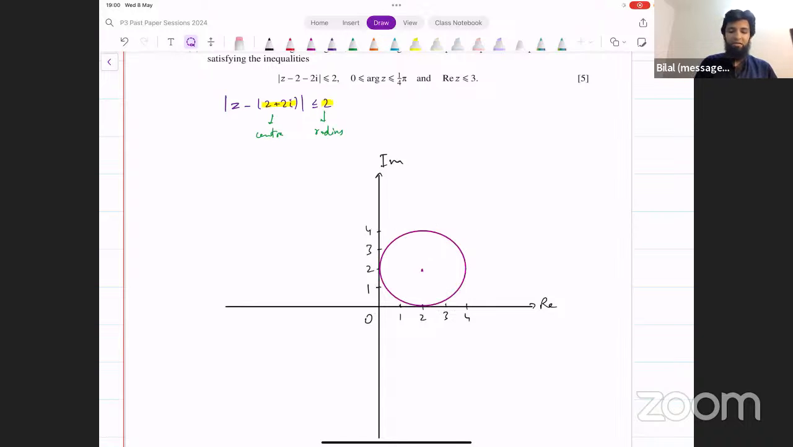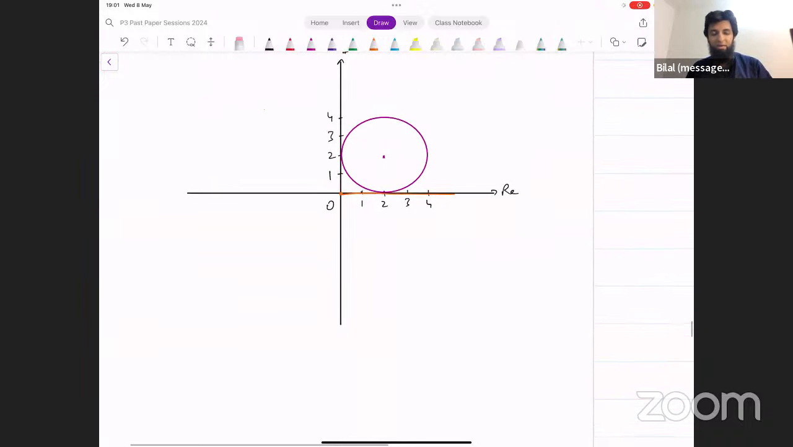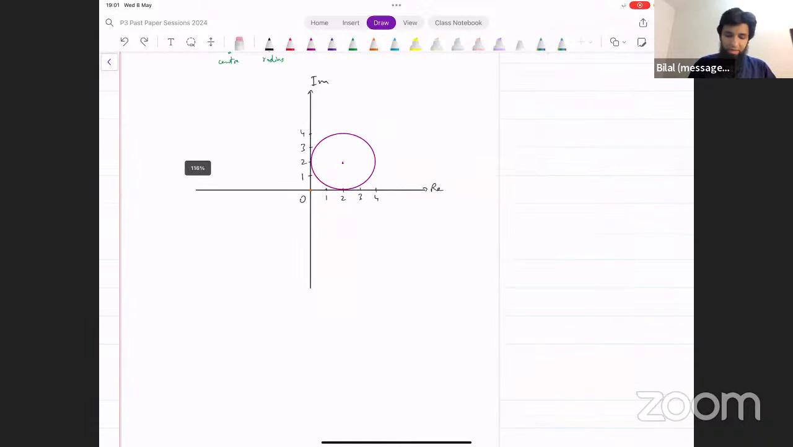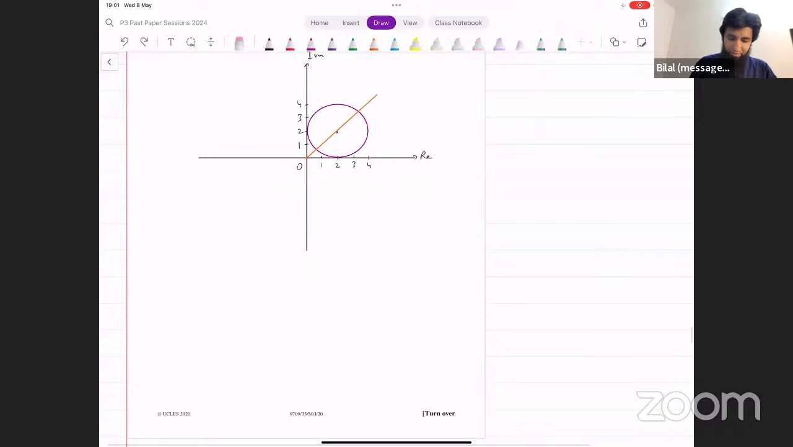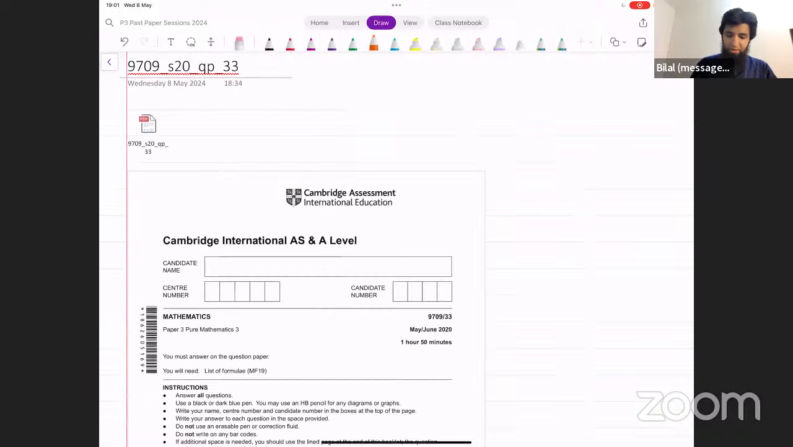You have to be inside the circle because it's a less than or equal to sign. Now, the argument has to be between 0 and pi over 4. Argument of z. Where is that measured from? From origin. So from origin, the argument has to be between 0 and pi over 4. Where is 0? 0 is this line. Pi over 4 is a 45-degree line. 45-degree line means the gradient of that line is 1. It's going to be like this. This is a 45-degree line.